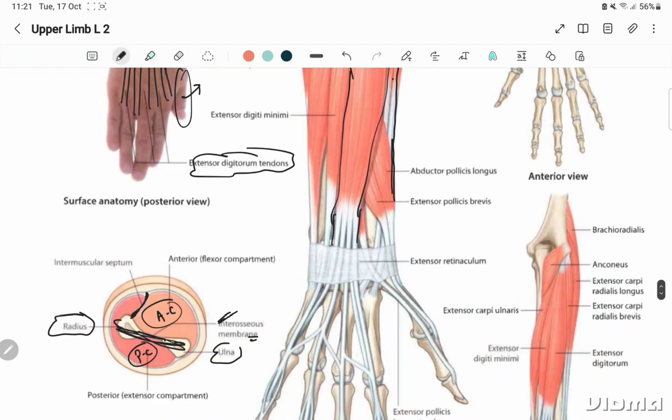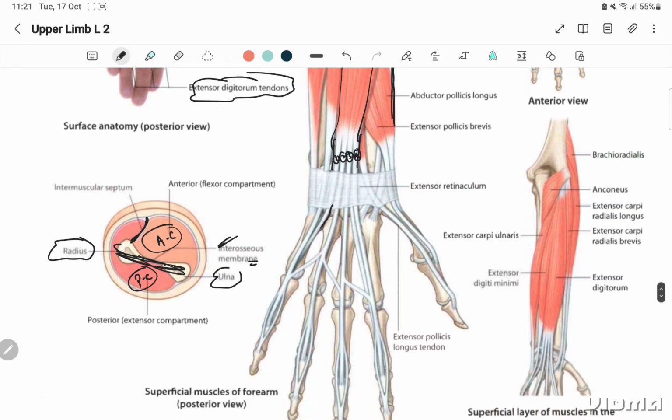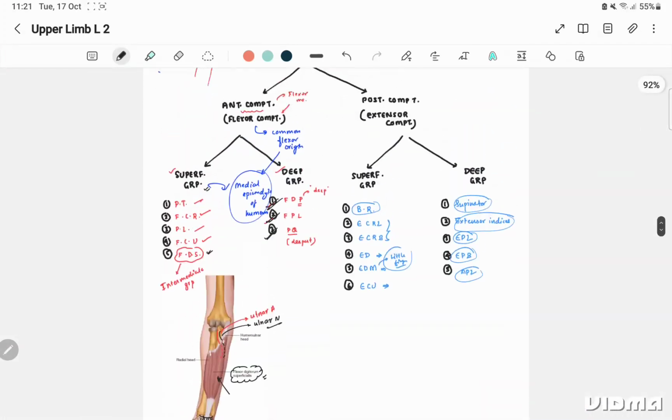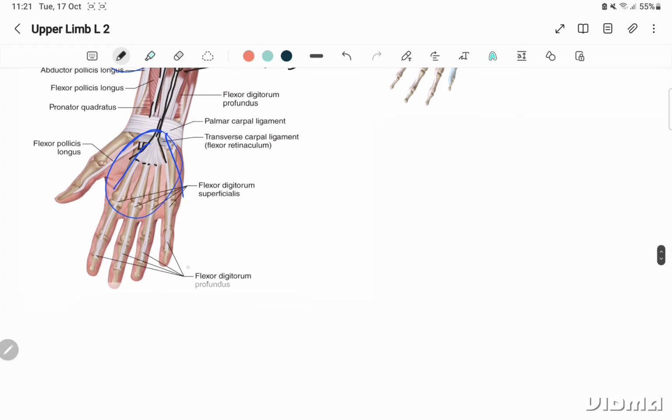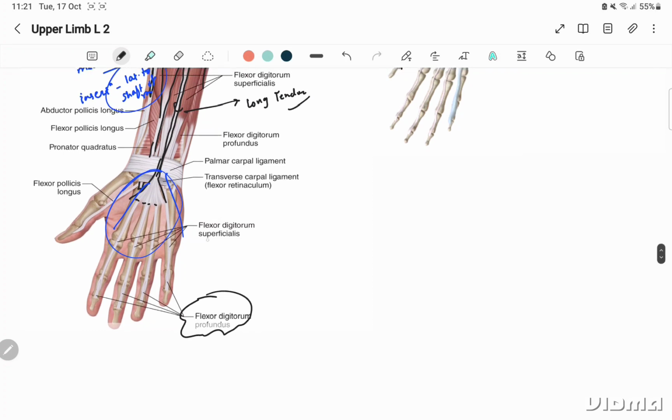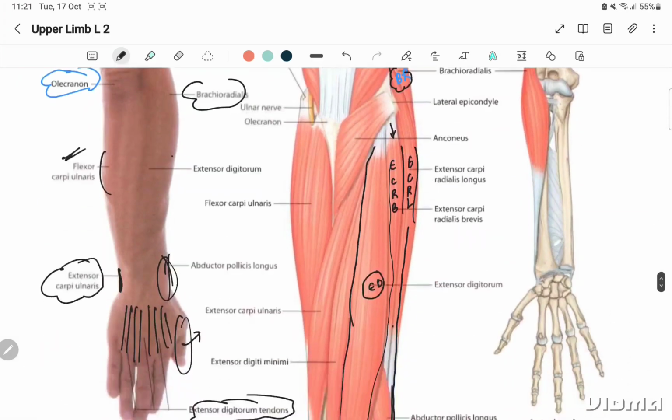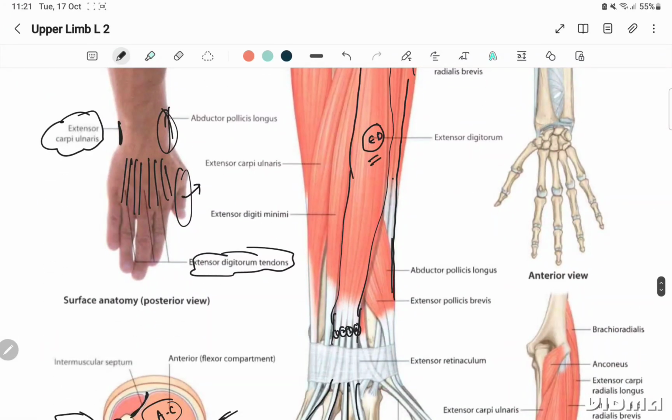Here we have the tendons of extensor digitorum 1, 2, 3, and 4. The 4 tendons extend like this. Okay. Another muscle in the anterior compartment which was having tendons. This flexor digitorum profundus tendons are also present here. Okay, the FDS tendons. Here we have FDS tendons. Here we have extensor digitorum tendons.